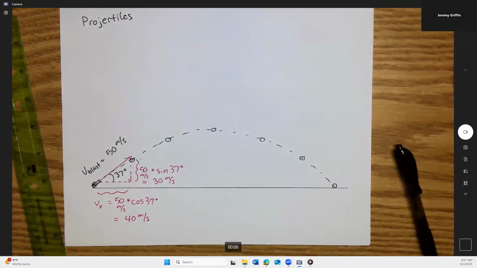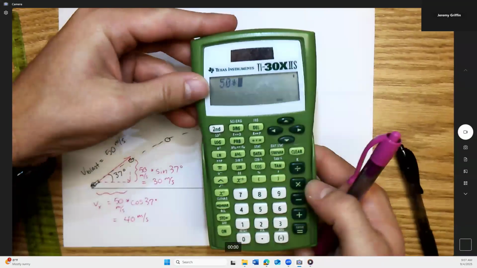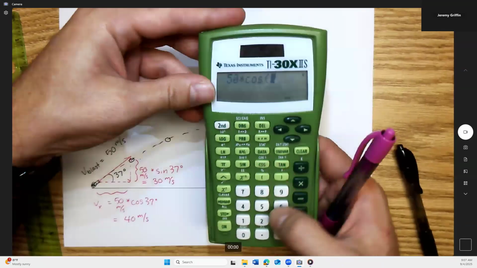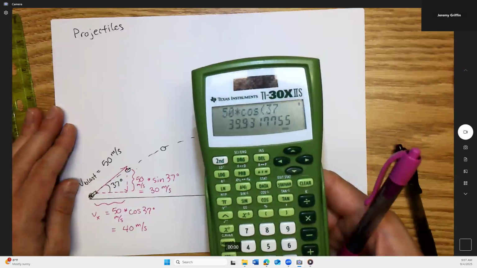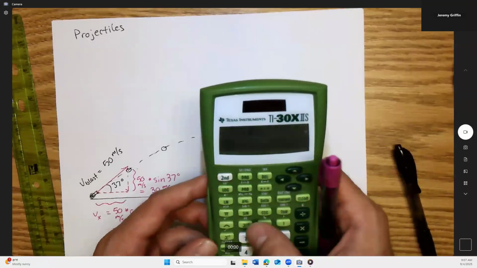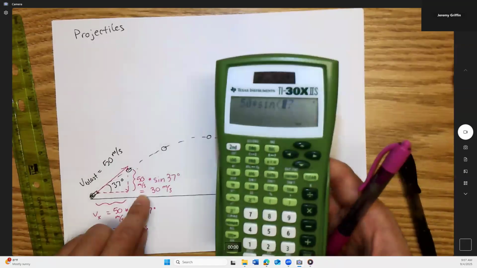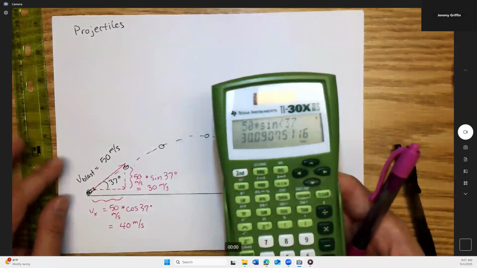Okay, I'll do it here. So if I take 50 meters per second, I do cosine of 37 degrees. It says 39.93. Okay, let's call it 40 meters per second. If I scroll over where the cosine is, I put in sine, right, to get this leg right here. It says 30.09. Okay, let's call it 30 meters per second. Right?